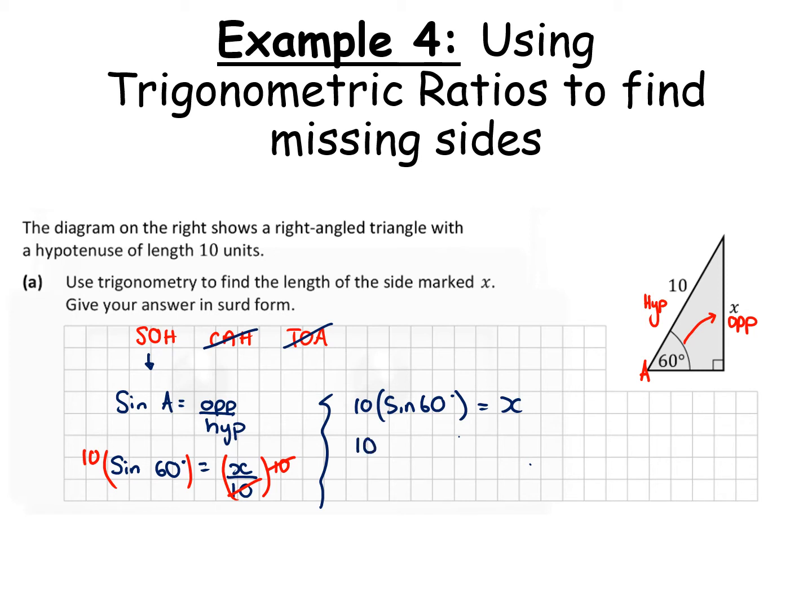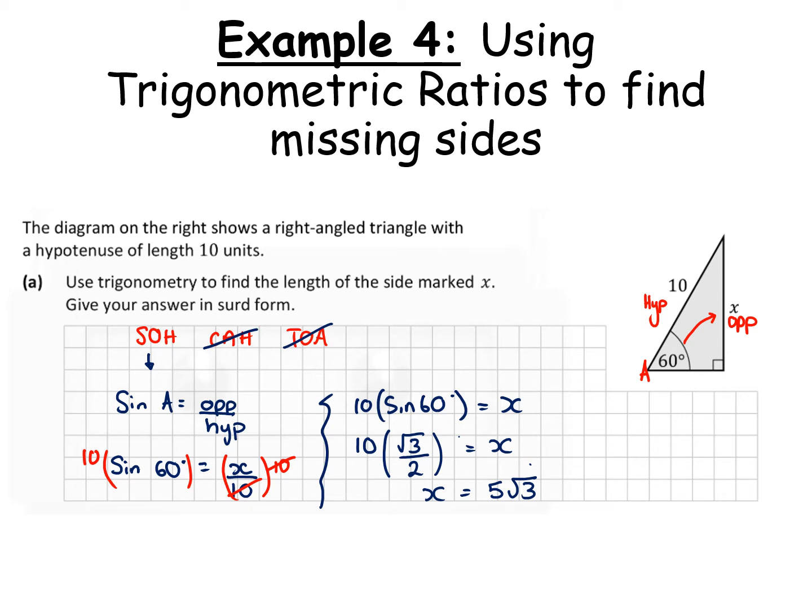So again, bear in mind that they want this in surd form. When this comes out of your calculator in surd form, it's root 3 over 2, and that equals X. And our final answer then, when we simplify that, is 5 root 3. So the calculator will do all that. You could have subbed in for sine of 60 before you multiplied across by 10.